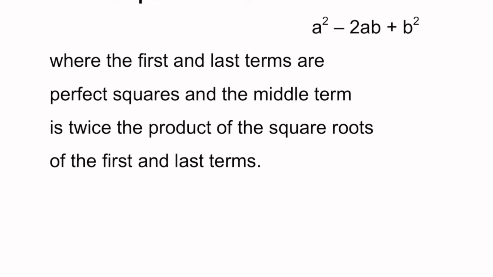Perfect square trinomials will look either like this, a squared plus 2ab plus b squared, or like this, a squared minus 2ab plus b squared. Where the first and last terms are perfect squares, right? So just like we did for difference of squares, we can check if these are perfect squares by square rooting them. And if we get a value that is not a decimal, then they're perfect squares. And we also determine our a and b values.